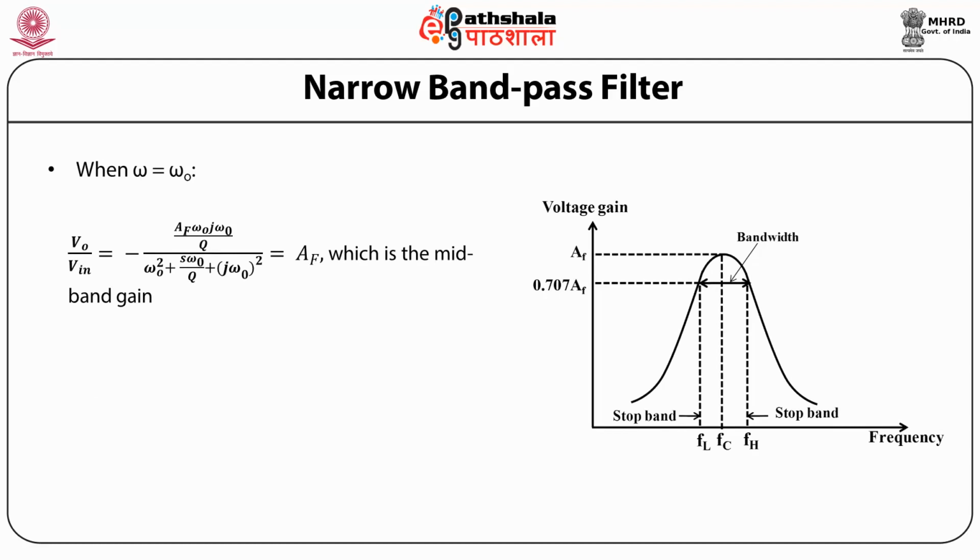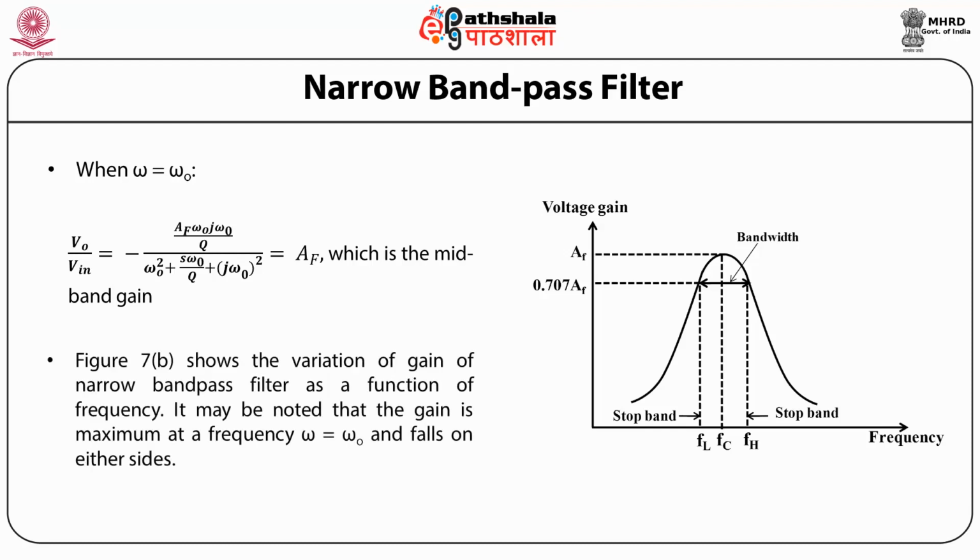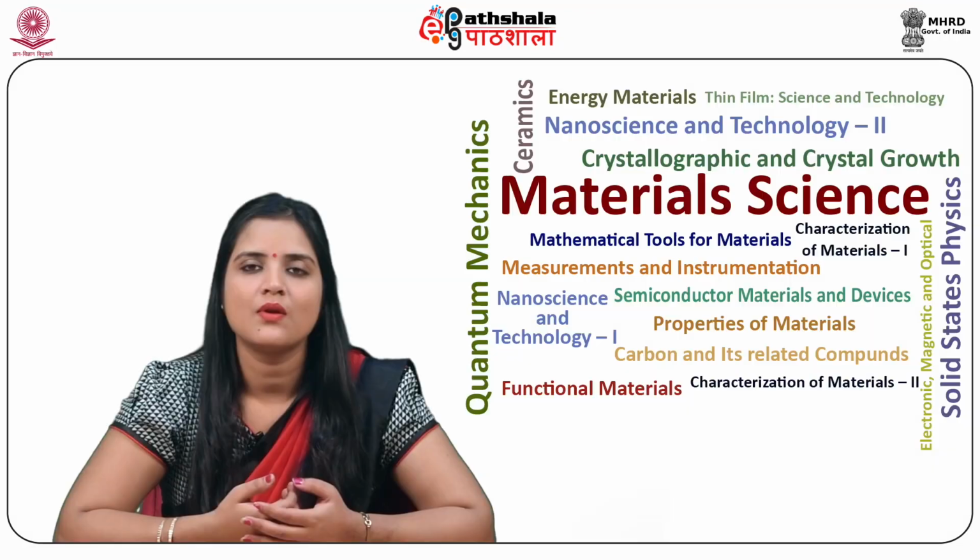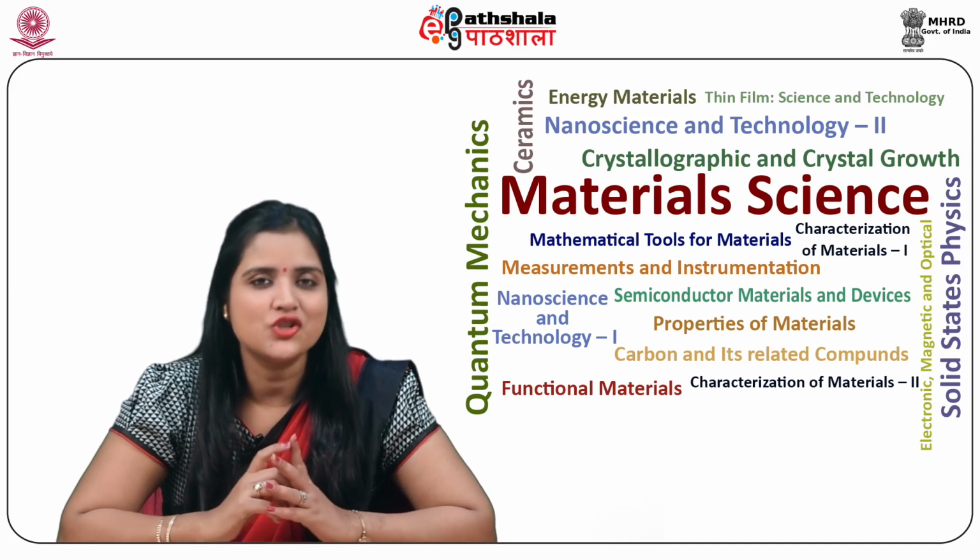In that case, V naught by Vn equals minus AF into omega naught into j omega naught by Q, divided by omega naught square plus S omega naught by Q plus j omega naught whole square. This equals AF, which is the mid-band gain. The figure shows the variation of gain of a narrow bandpass filter as a function of frequency. It may be noted that the gain is maximum at a frequency omega equals omega naught and falls on either side. We will next study the band reject filter.